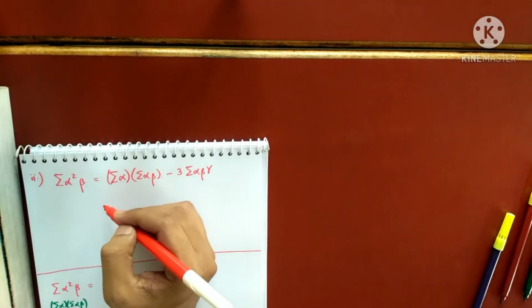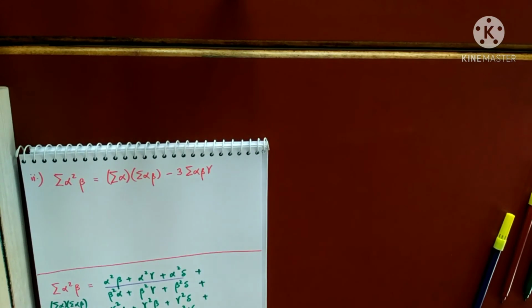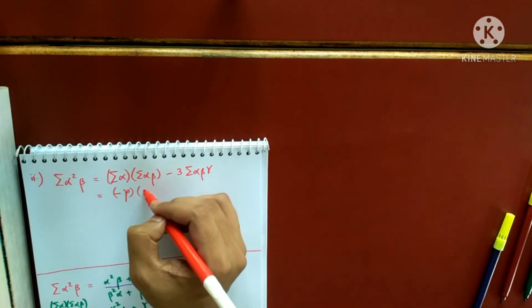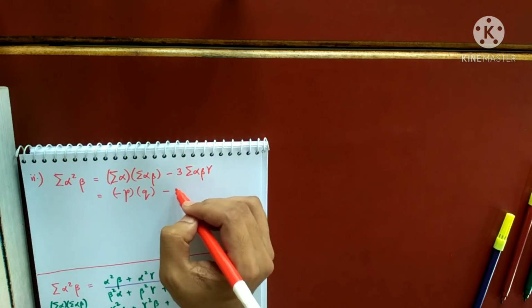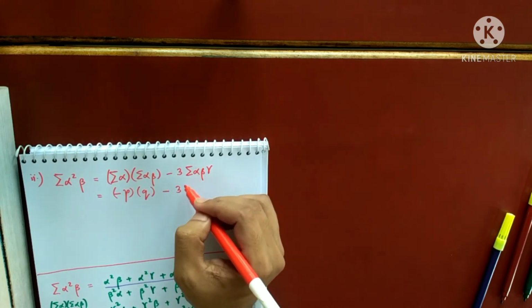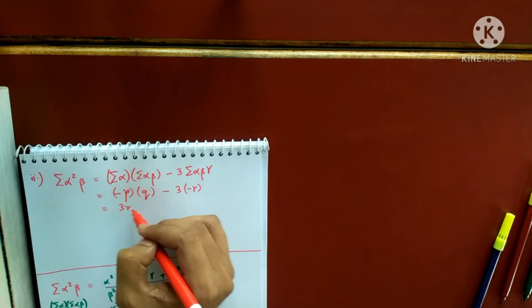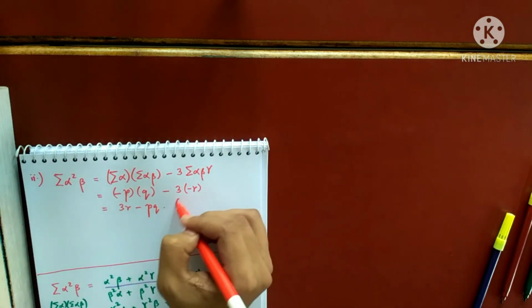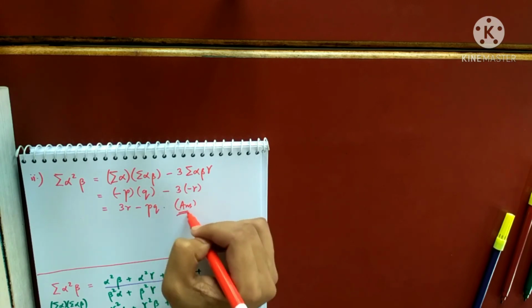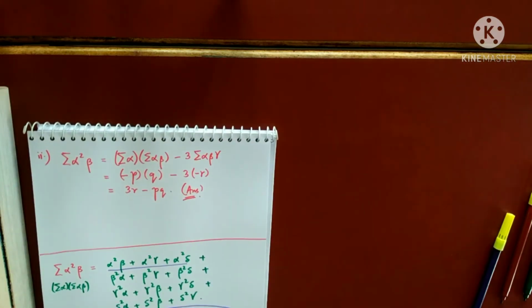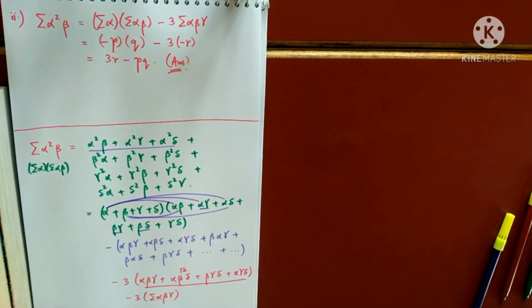So what is this? This I know to be minus p, I suppose. This I know to be q. This I know to be r. So it is pq minus 3r, which is nothing but 3r minus pq. That is my answer. If you want, you can show these steps here directly, but I am showing it here. Do you have any doubts?